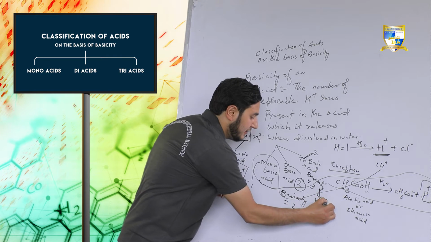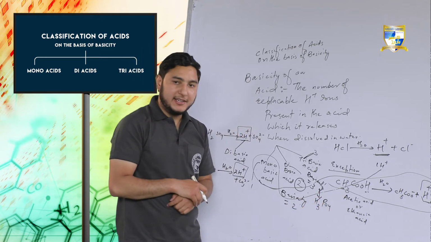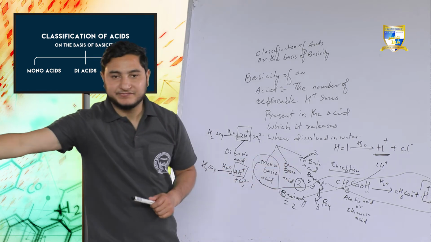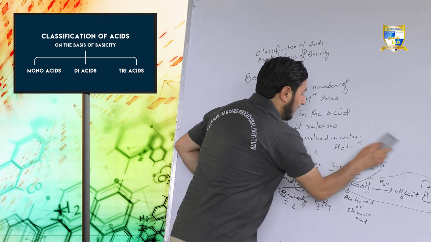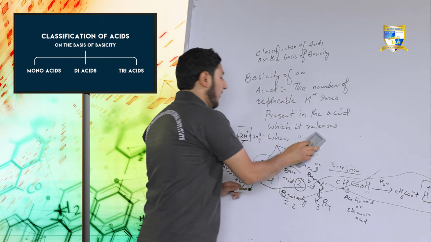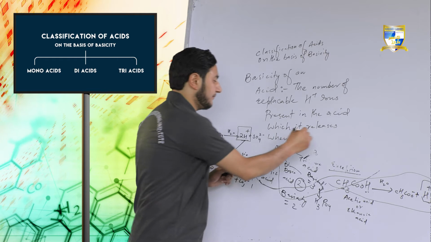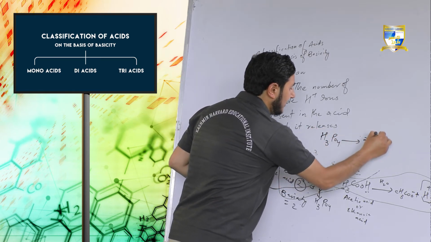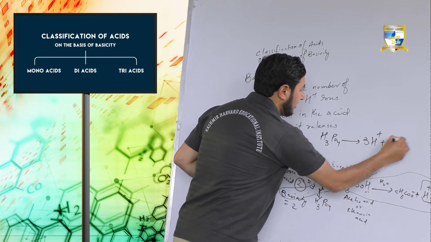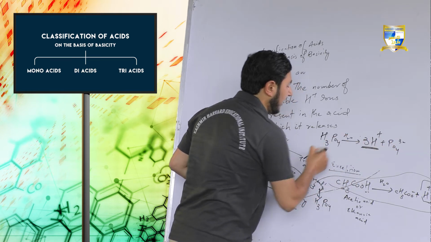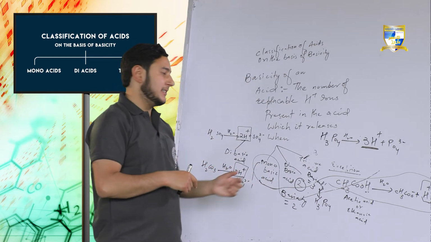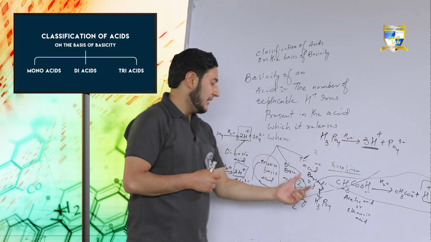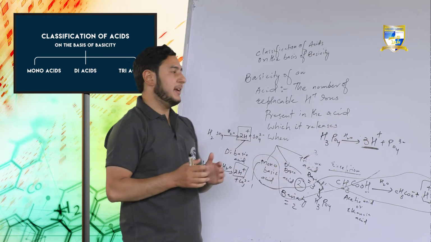phosphoric acid, H3PO4. When phosphoric acid is dissolved in water, it releases 3 H+ ions. That is, the number of replaceable H+ ions in phosphoric acid is 3, hence the acid is tribasic acid. Let us repeat what we had studied.